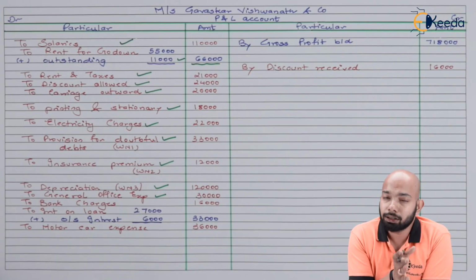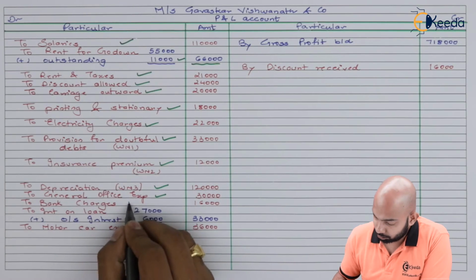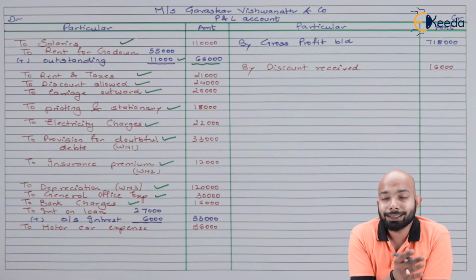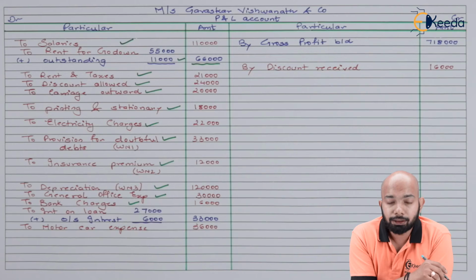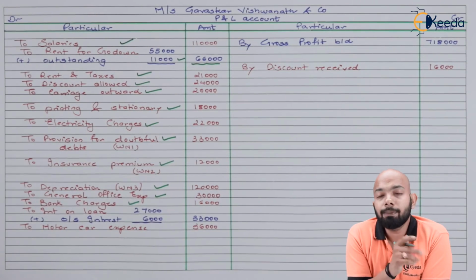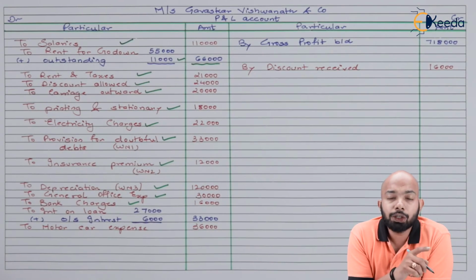General office expenses of 30,000 have been mentioned. Bank charges of 16,000 have been mentioned here. Now, when it comes to interest on loan, the trial balance shows interest on loan as 27,000.